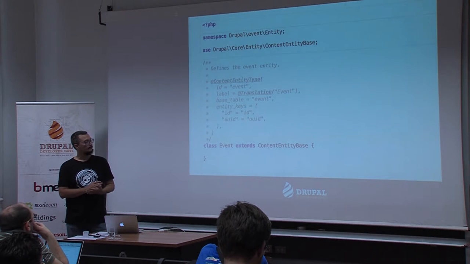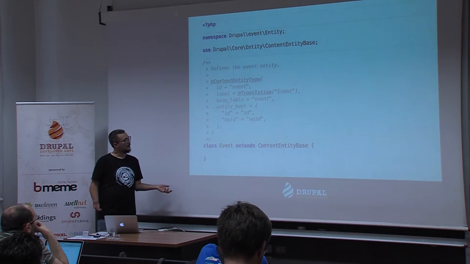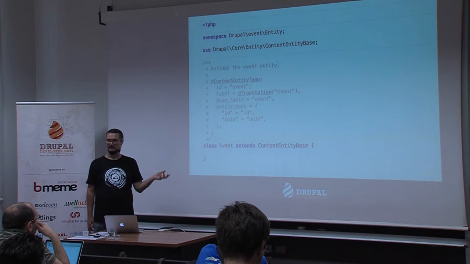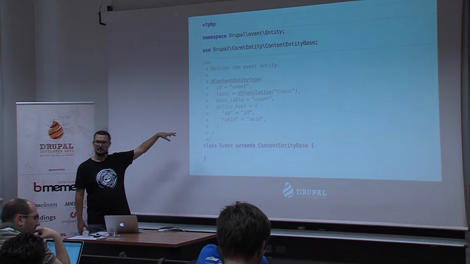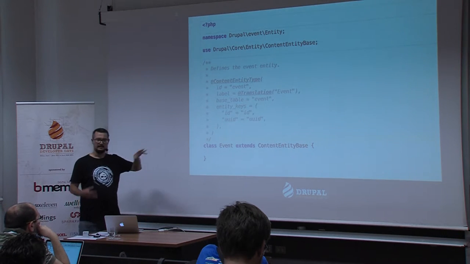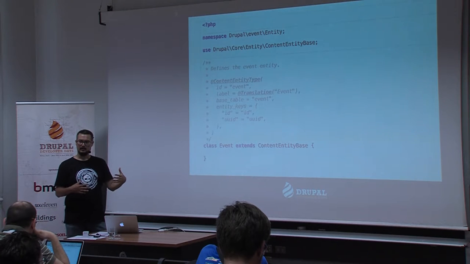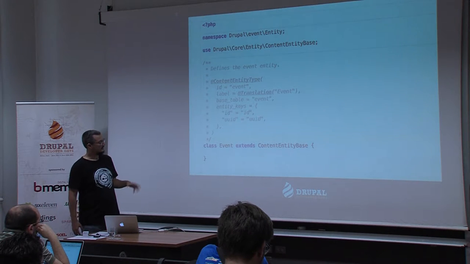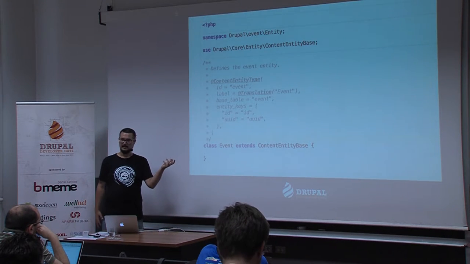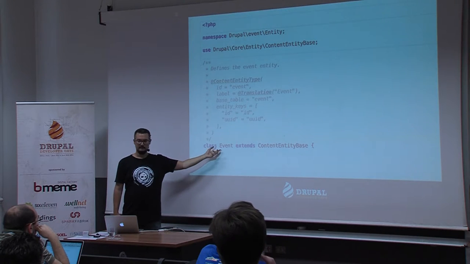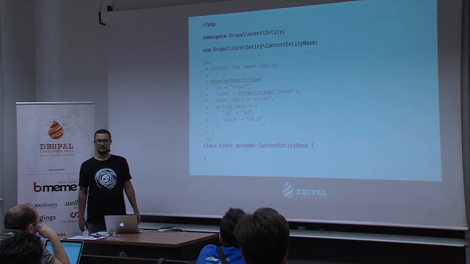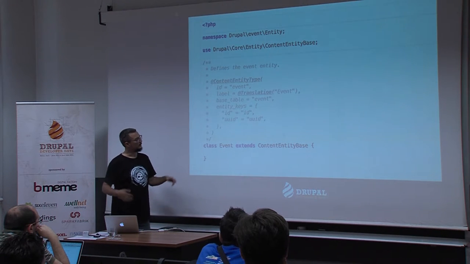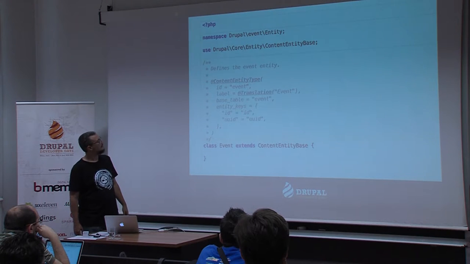So in Drupal 8 we have plugins, and we have entities, and we have several APIs that use annotations. Annotations are comments that are somehow describing how your code relates to the rest of the code. In this case, this is the simplest entity you can write, we are creating an event. So we want to save data about the different events that happen in Drupal land.